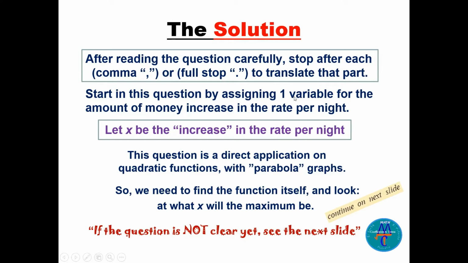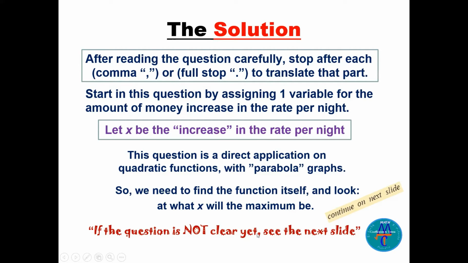Start in this question by assigning one variable. Why one variable? Because we are looking for the increase in the price. So we say let X be the increase in the rate per night. Now this question is a direct application of quadratic functions with parabola graphs. So we need to find the function itself and look at what X the maximum will be.